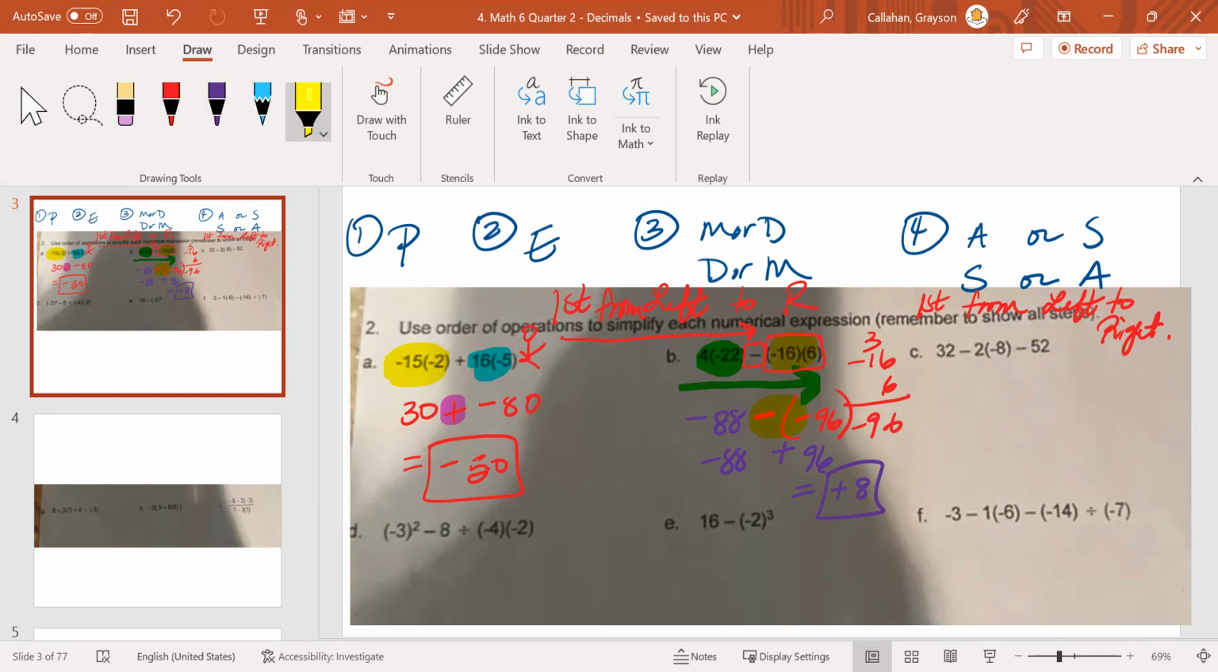Okay, C. I see a minus, but then I see a multiplication right there. So I'm going to focus in on that multiplication first. Do you see that?